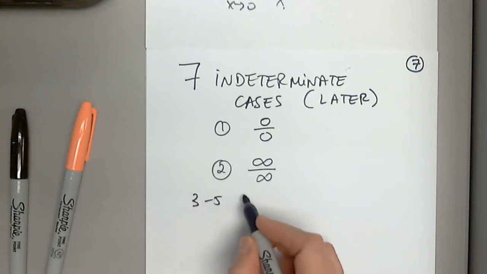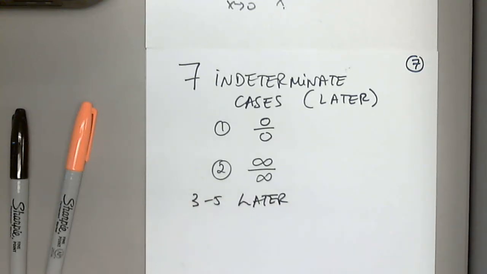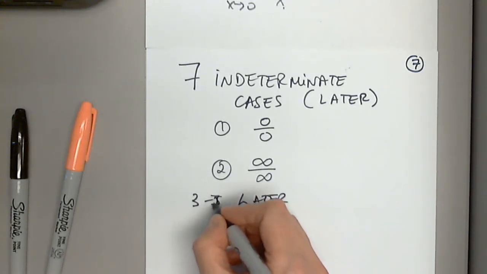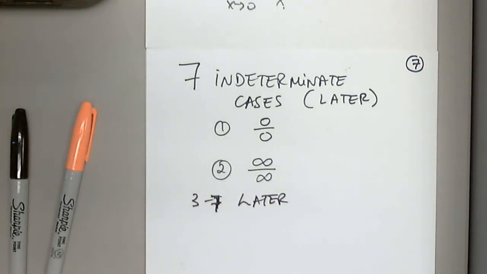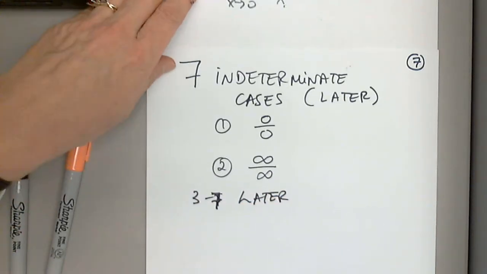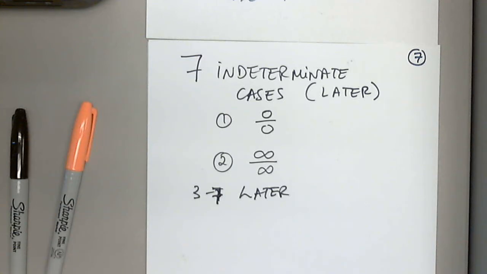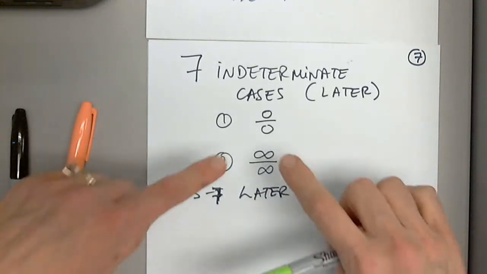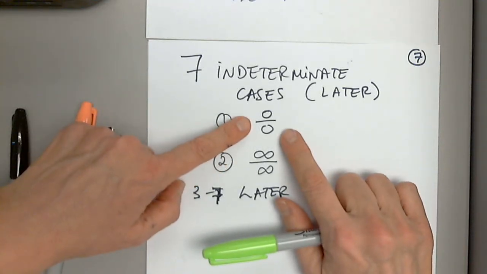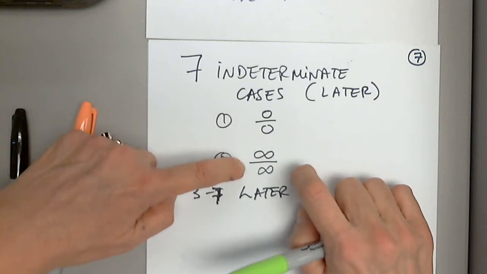So 3 through 5 later. You know what I mean. My 5 is 7 and my 7 is 5. Sorry about that. So from 3 to 7 later. When we encounter them, I'll refresh our memory and we'll go back and discuss them again. Okay, so this is an indeterminate case. It's not called undefined, but indeterminate, like this one.